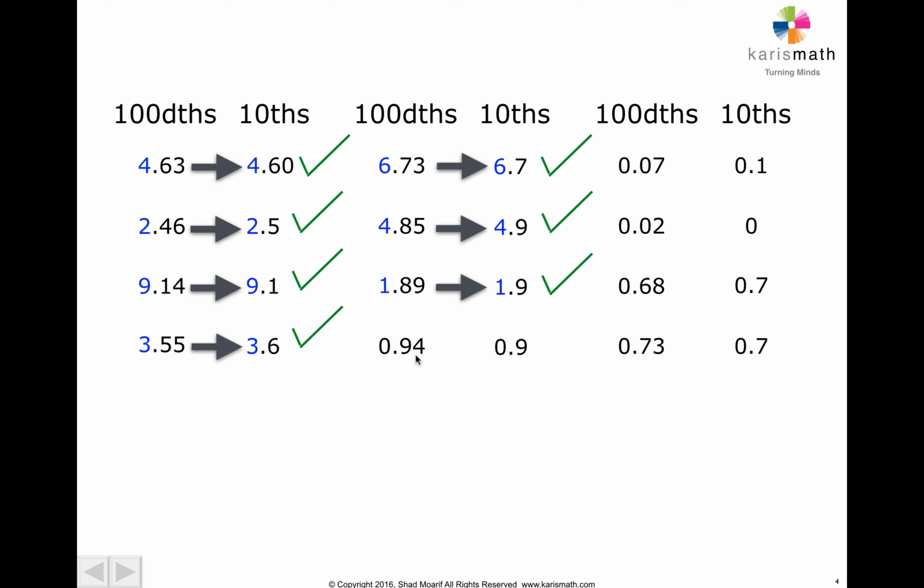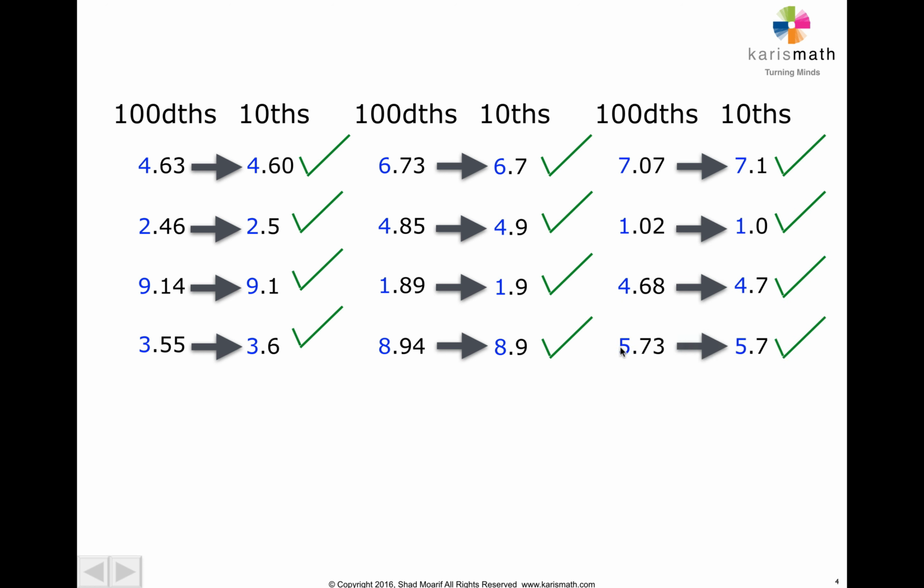0.94, you want to express it in slightly larger terms. Hundredths is too fine. You can round it up to 0.9. So if it's 8.94, it's 8.9. 7.07, and so on. You get the idea. So looking at the whole number shouldn't make any difference. The main thing is to look at the hundredths and turn those into tenths. The whole number makes not a jot of a difference.